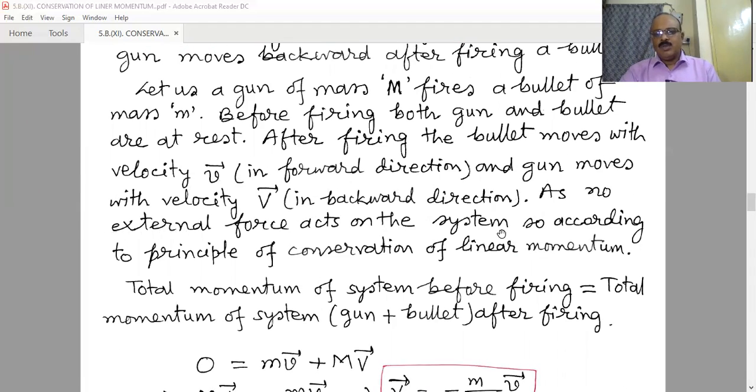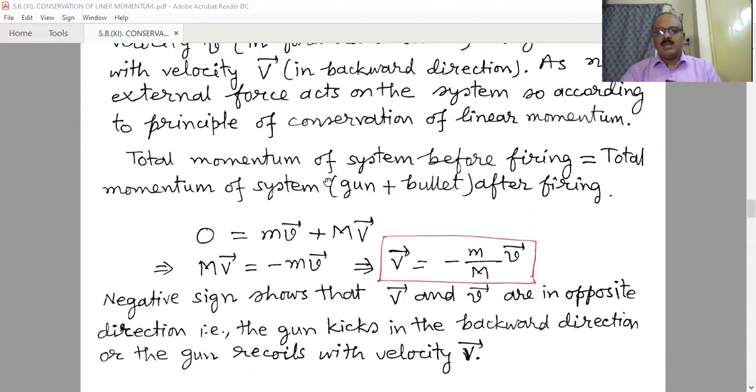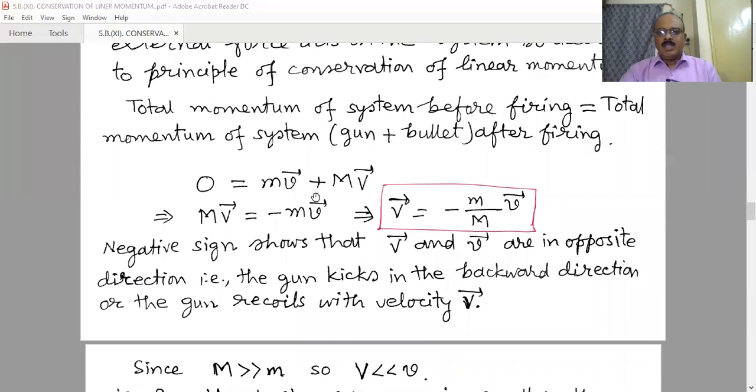as no external force acts on the system. So according to the principle of conservation of linear momentum, the total momentum of the system before firing equals the total momentum of the system, that is gun plus bullet, after firing. Therefore, total linear momentum before firing is zero. Both the gun and the bullet stay together at rest.